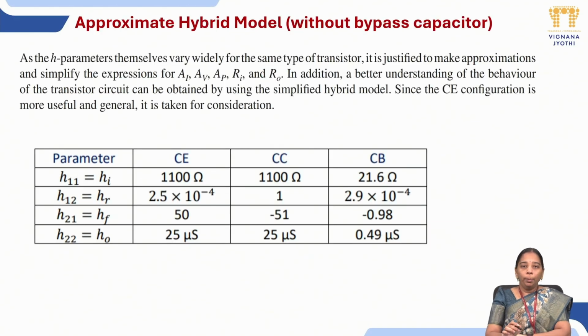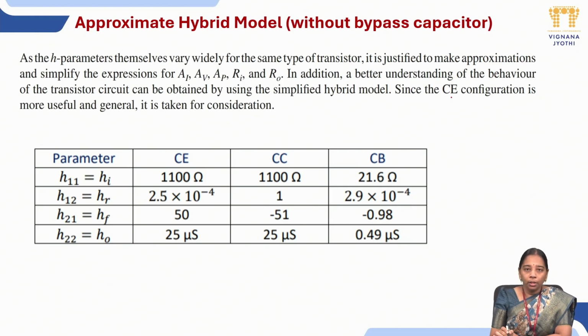Now we'll go with the approximate model. Why are we going with the approximate model? These H parameters will change from transistor to transistor, and hence we can make some approximations so that we can easily calculate, or go with simplified versions of these expressions. Because of that, we can go with the approximate model.